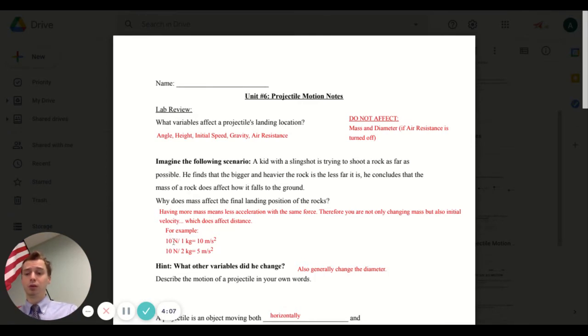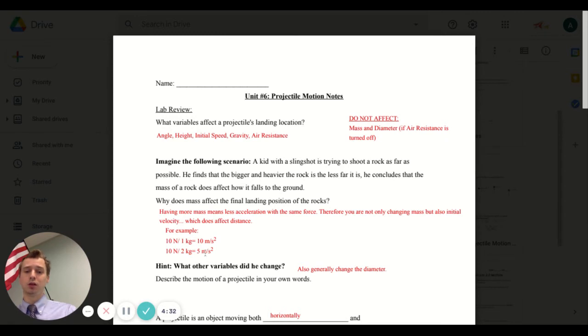The example I gave you guys to show that our initial speeds would be different is if we're pushing them with 10 newtons of force. One weighs 1 kilogram, it will accelerate at 10 meters per second squared. If you increase from 1 kilogram to 2 kilograms, you now do 10 newtons divided by 2 kilograms, and your acceleration is cut in half.